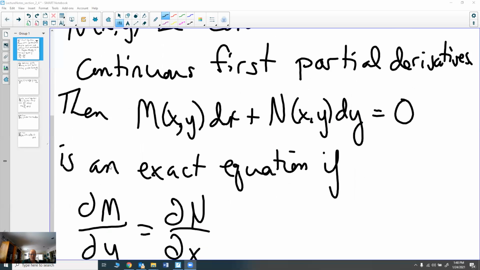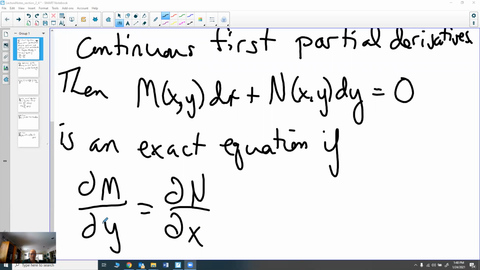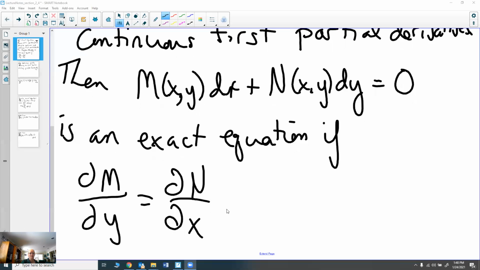It's an exact equation if the partial derivative of M with respect to y is equal to the partial derivative of N with respect to x. Now, I wouldn't memorize this. I would just think about it. M is the function that goes with the dx, but we take its partial derivative with respect to y. N is the function that goes with the dy, but we take its partial derivative with respect to x, and we see if they are equal to each other. If they are, it's an exact equation. That's all we're looking for at the moment.